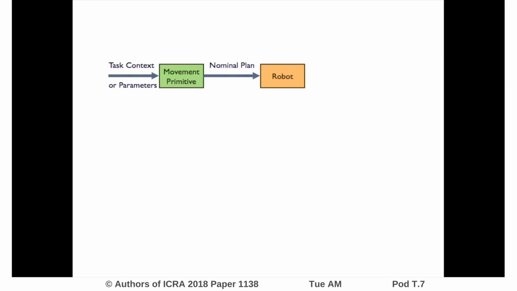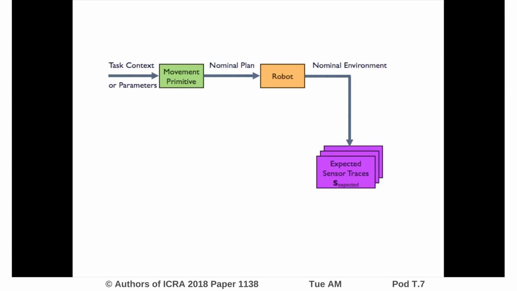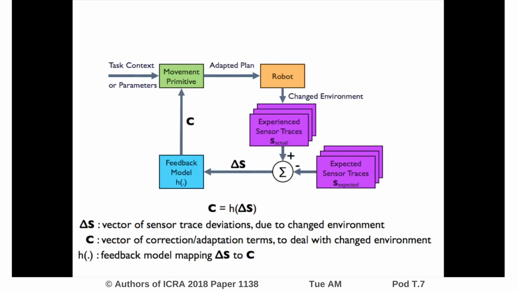Normally, a movement primitive generates a nominal plan to be executed by the robot. When the robot executes the nominal plan in the nominal environment, the sensors will read the so-called expected sensor traces. When the robot executes the plan in a changed environment, the experienced sensor traces will deviate from the expected sensor traces. This deviation can be used to drive adaptation of the plan such that the robot can still accomplish the task successfully despite the environmental changes.